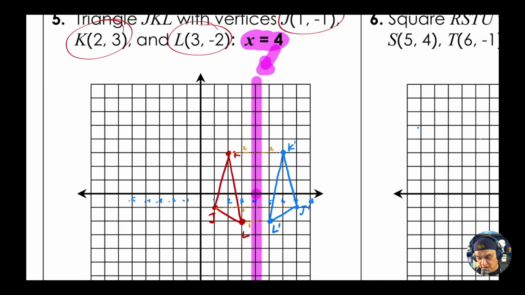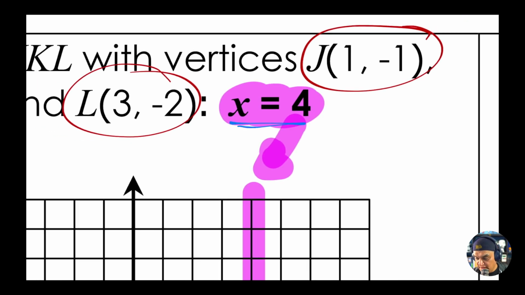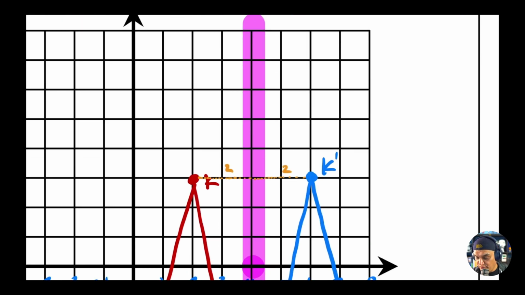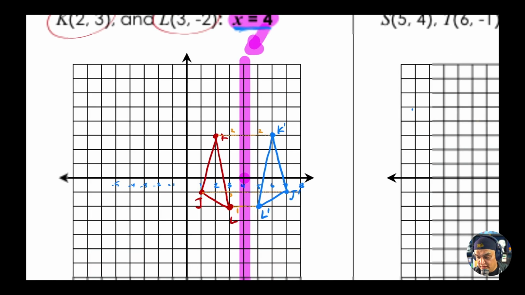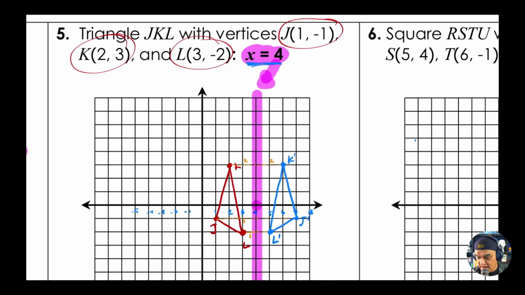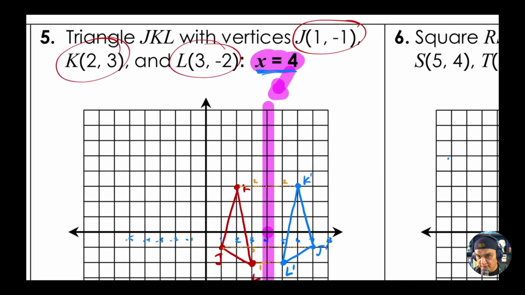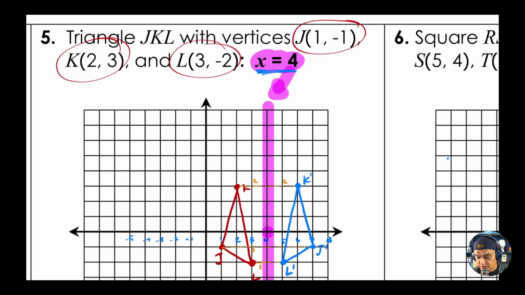So step 1, x equals 4 is my line of reflection. So I go to x equals 4, and I stay there. That means it's a vertical line. Then I plot JKL. That's the red triangle. And then I get each point, and I find out how far it is from the line of reflection, and I do the same distance, but on the opposite side.